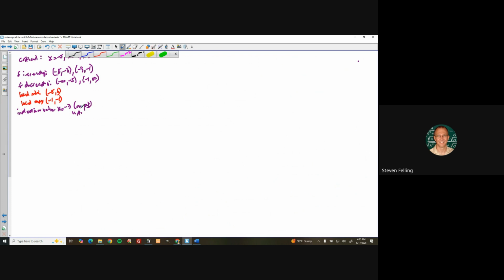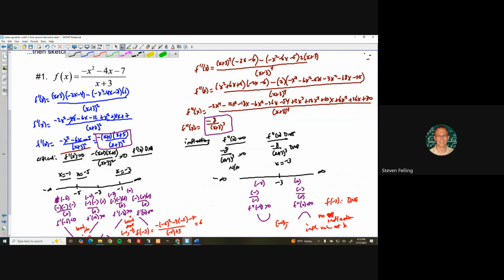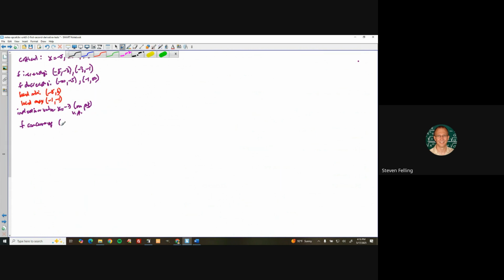All right. Now, we should also say where this is concave up and concave down. F is concave up, let's see, from -infinity to -3. And F is concave down from -3 to +infinity. All right, with that, we should be able to make a rough sketch. So let's go ahead and fill in all that information.